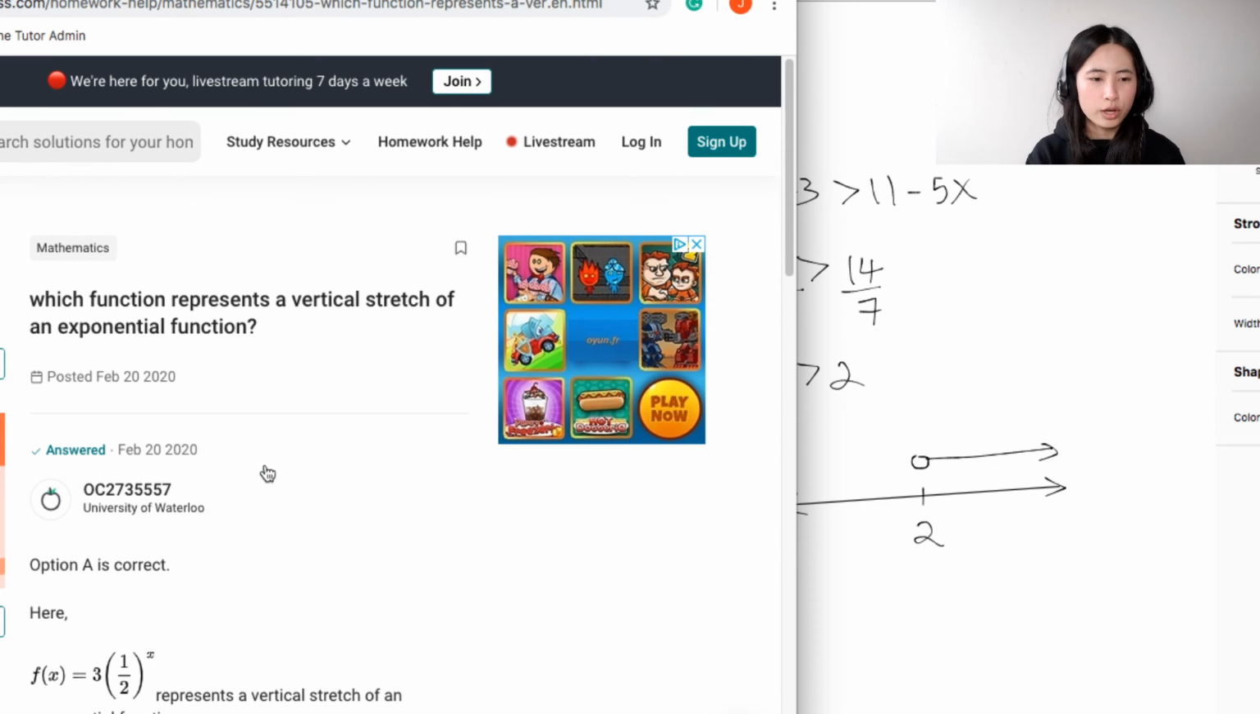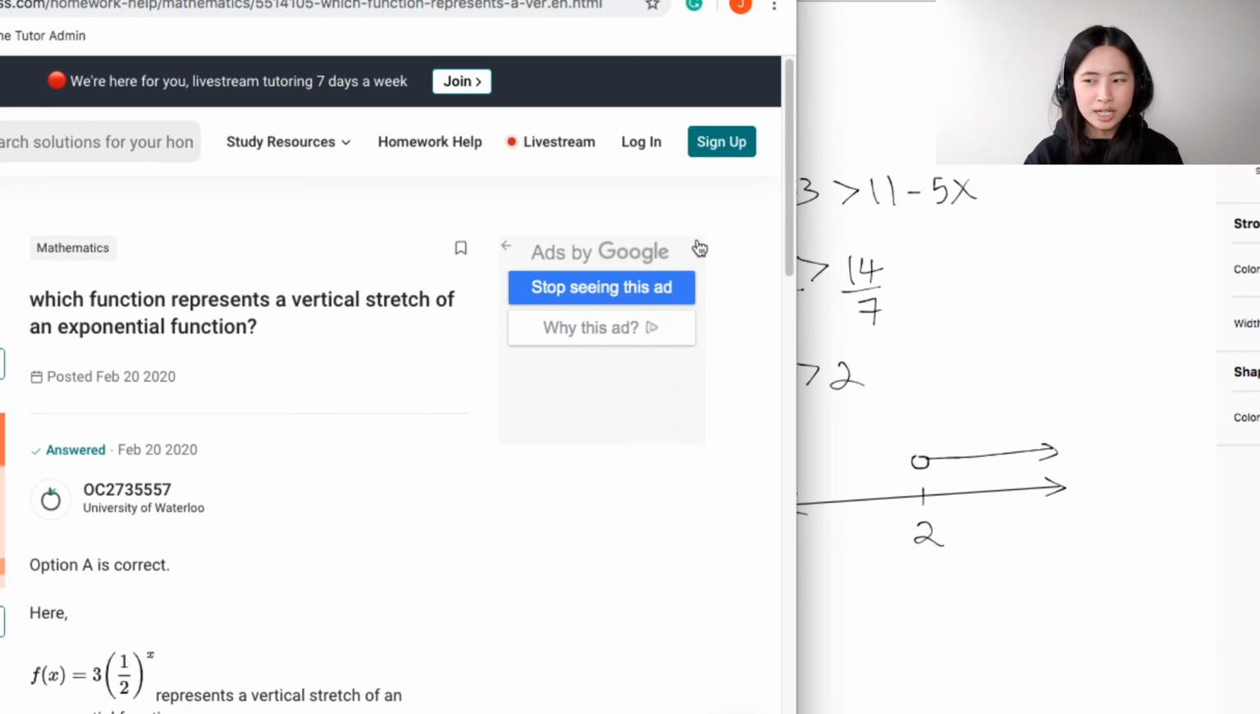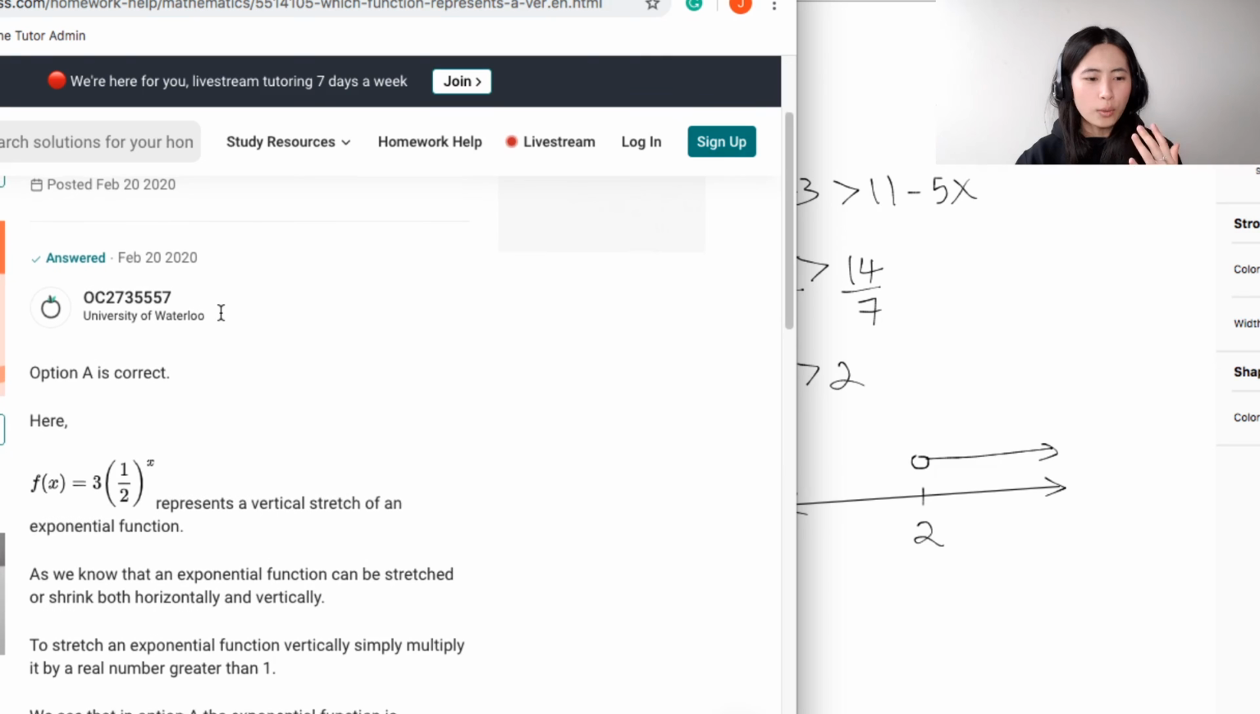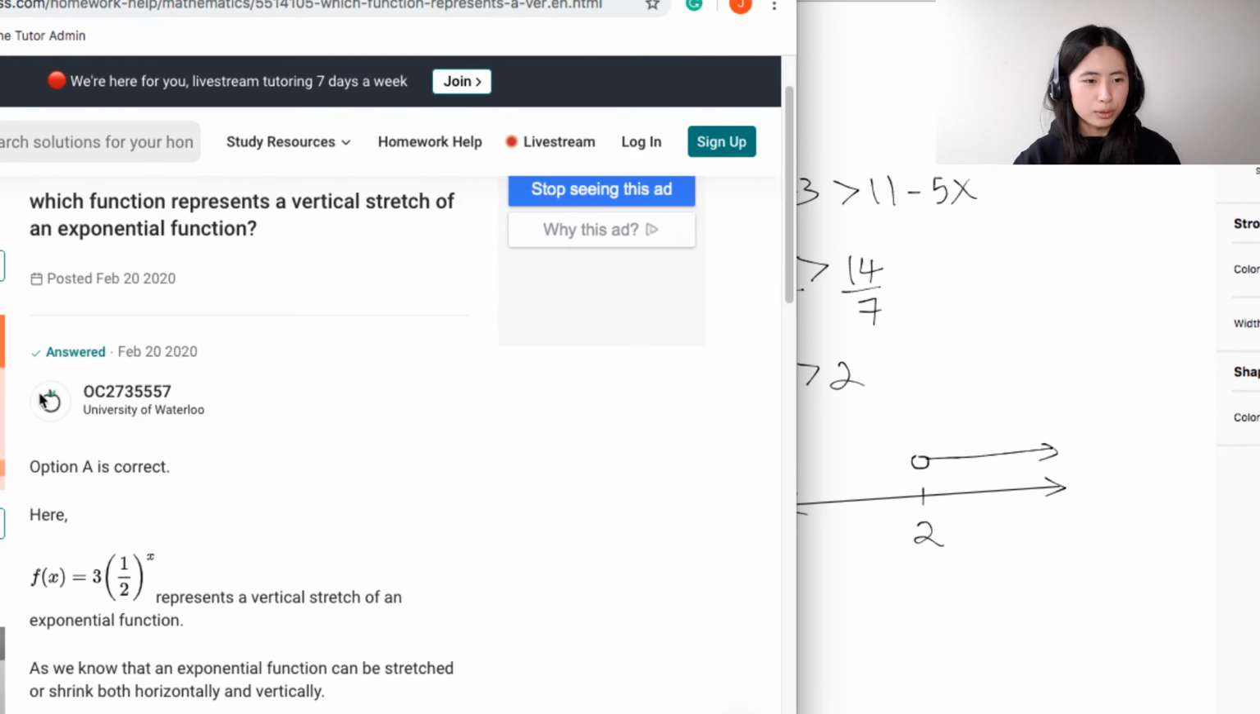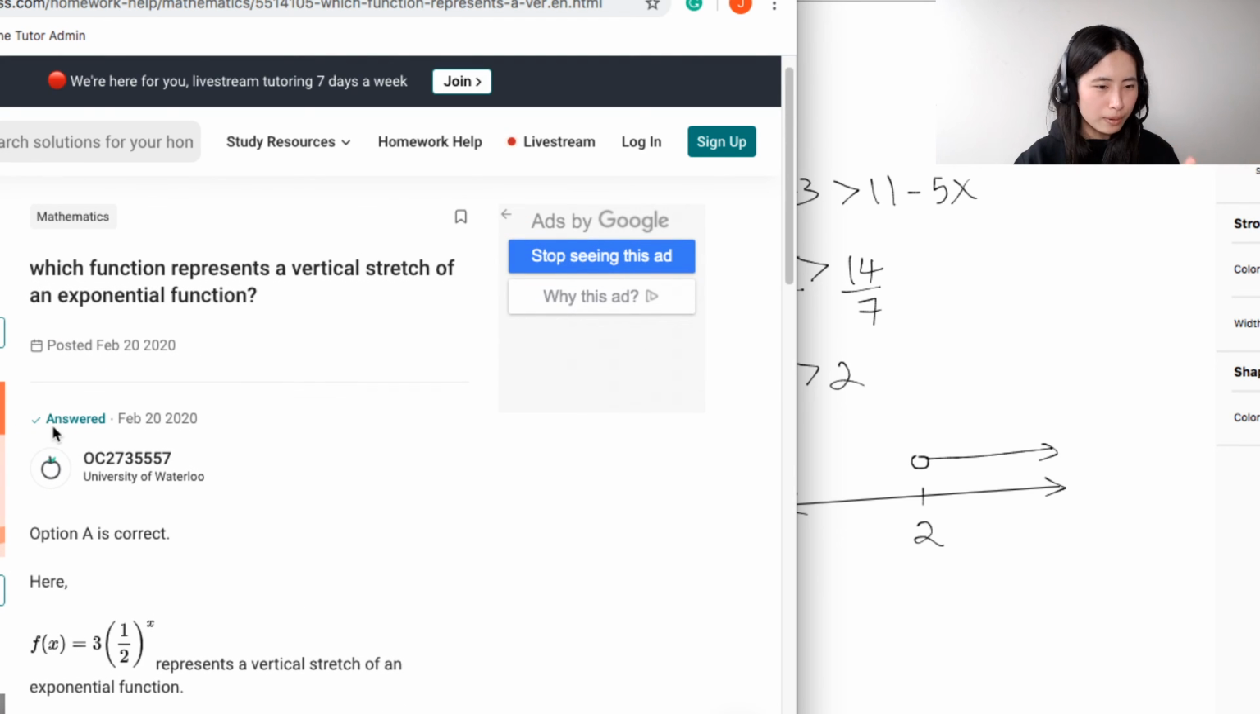Okay, great. So moving on to the next question. It says which function, and let me just close this because it's very distracting. Okay, so which function represents a vertical stretch of an exponential function? Apparently the question is in here. Yeah, I just realized the question is in here.